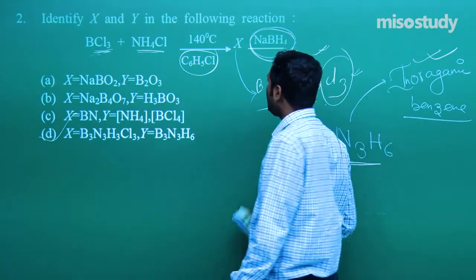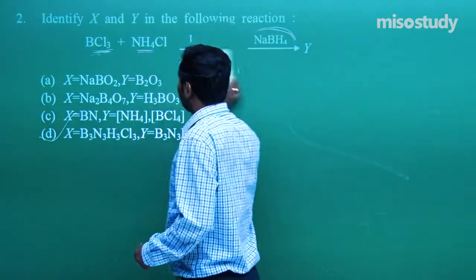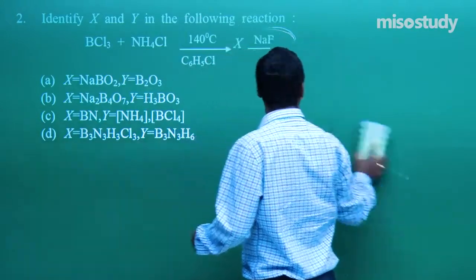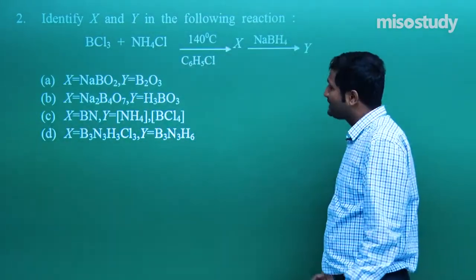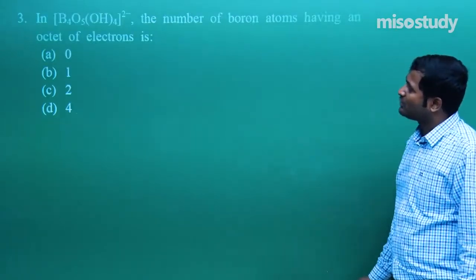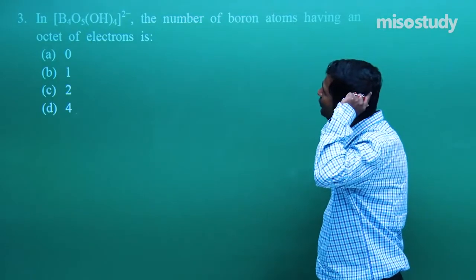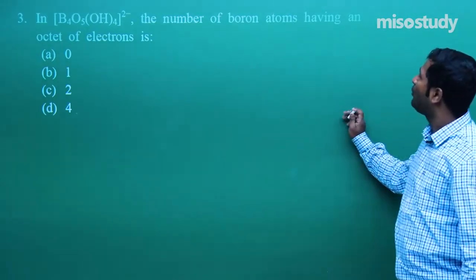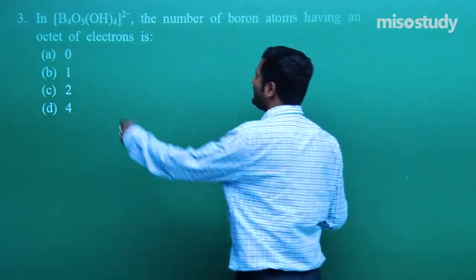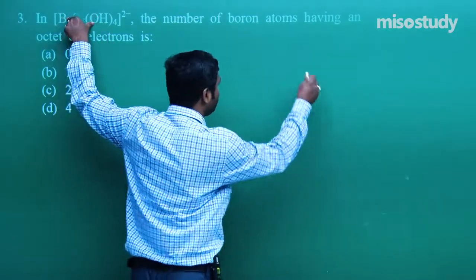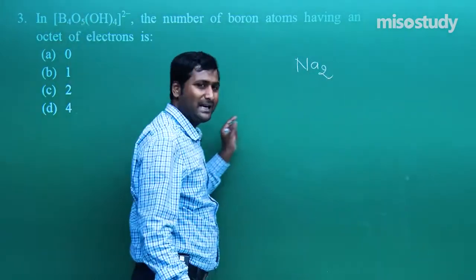Clear? Now I'm going to rub this part and we'll discuss the next one. Let's move to the next question. What will happen in this question? Check it out. This is the question: in B4O5(OH)4 2 minus, the number of boron atoms having octet of electrons. Do you know this is the ion related to borax? This is the other form of representation of borax.